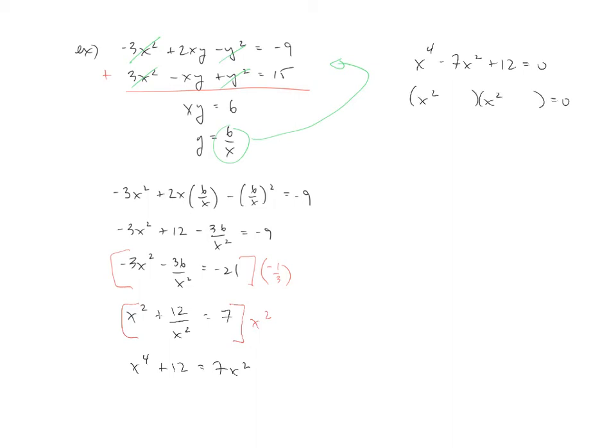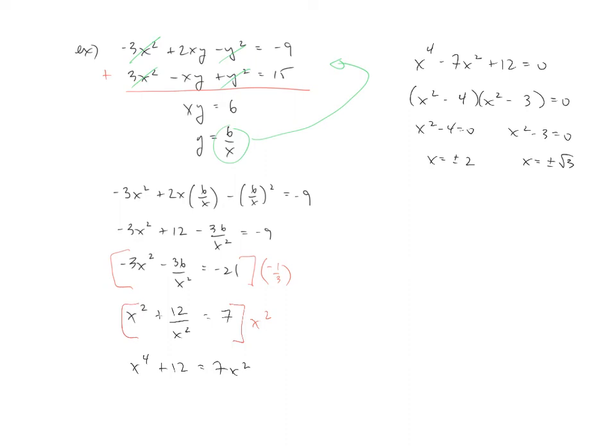So noticing that an x squared times an x squared would give us an x to the fourth. A 4 and a 3 give us the 12. Make them both negative. We get our negative 7 there in the middle. So we can see now that x squared minus 4 would equal 0, and x squared minus 3 would equal 0. So the first one tells us that x equals plus or minus 2, and the second one that x equals plus or minus root 3.